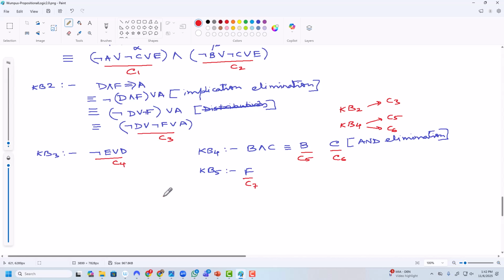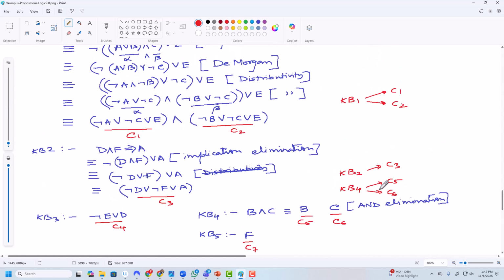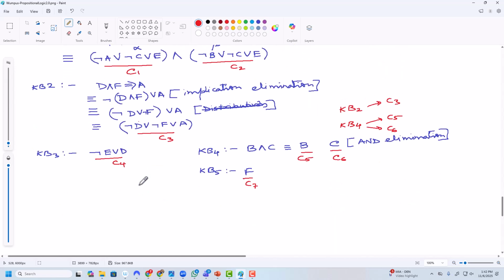So let's see, can we do C1 and C4? Why do we choose C1 and C4? C1 has not A, not C and E, and C4 has a not E. So E and not E will cancel out. Let's take a different color, purple, and resolve C1 with C4.